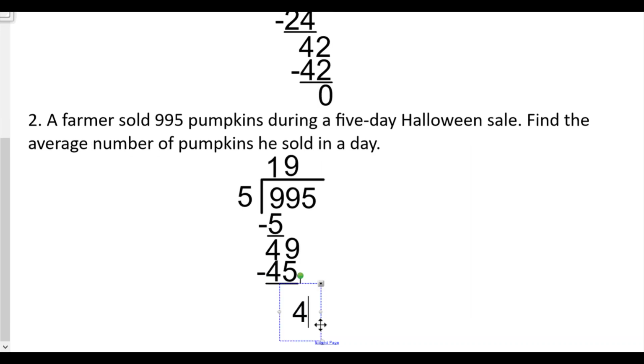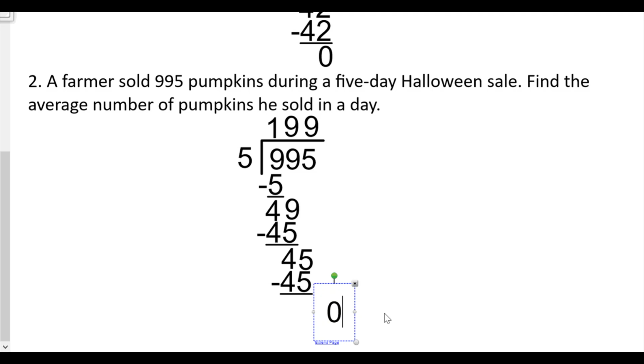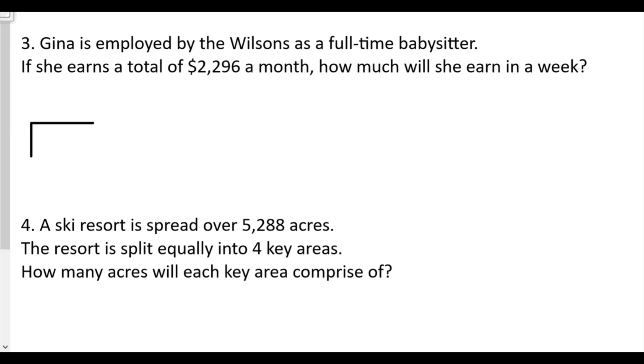Subtract that, I get 4. Bring down my 5. And as you just did, 5 goes into 45 9 times, because 9 times 5 is 45. So we subtract that. Once you subtract that, you would get the answer of 0. And I'll give that one. Okay, so question 3.